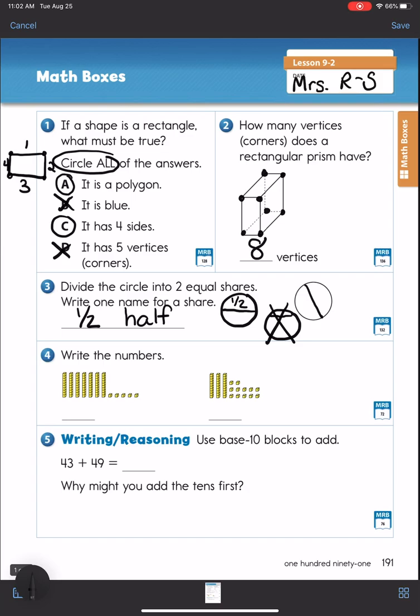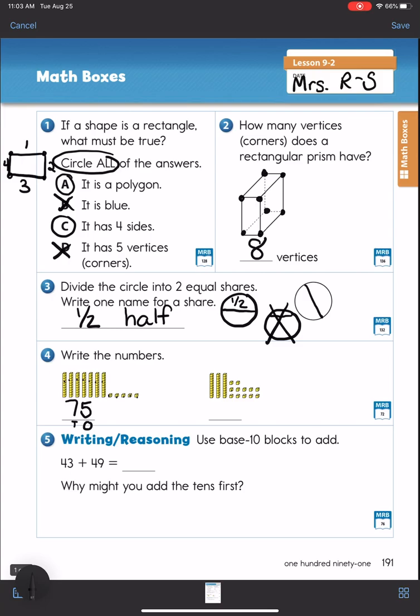Number 4. Write the numbers. Okay, so let's go ahead and start with the ones in case we have to regroup. 1, 2, 3, 4, 5. We have a 5 in the ones place. Normally I put my O above the line, but today I put it below. We did not have to regroup. Let's count by tens. 10, 20, 30, 40, 50, 60, 70. So we have 7 tens, or 70. Our number is 75.